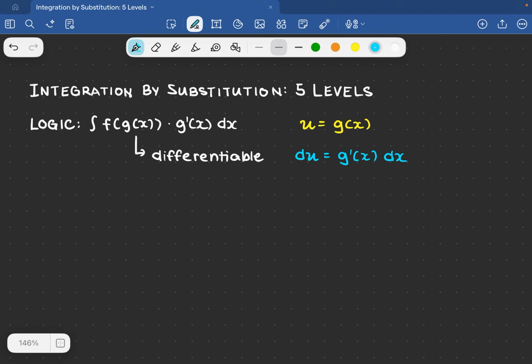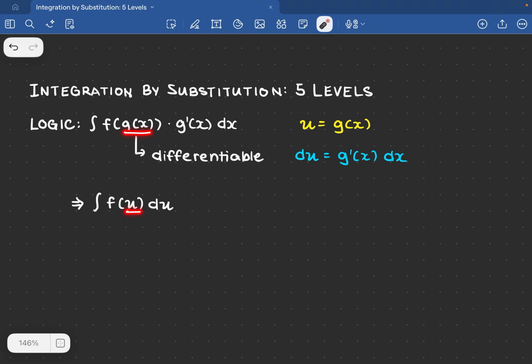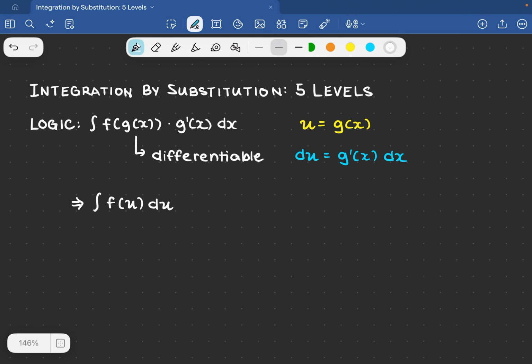Then if you have this, this means that we can rewrite the given integral, or the antiderivative if you want, as the integral of f of u du. Essentially, we replace the g of x here with u, and the g prime of x dx here with du. So that is the logic for this one. We will apply this logic in the following examples.